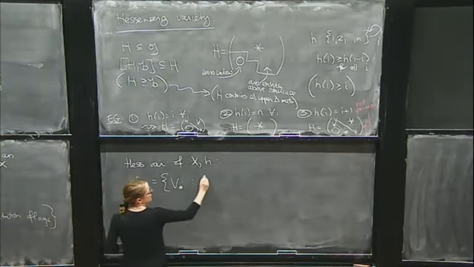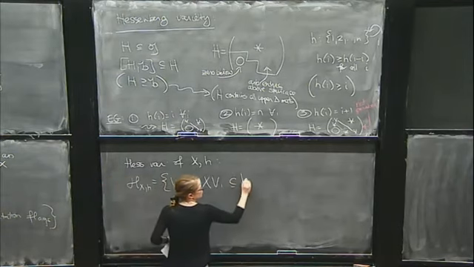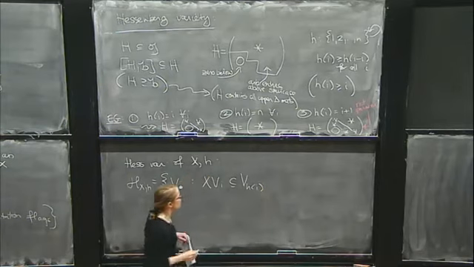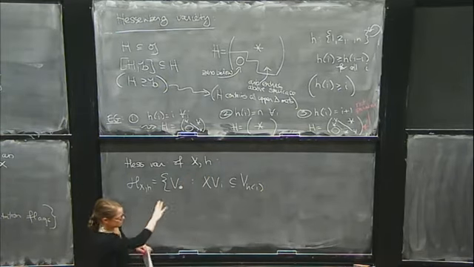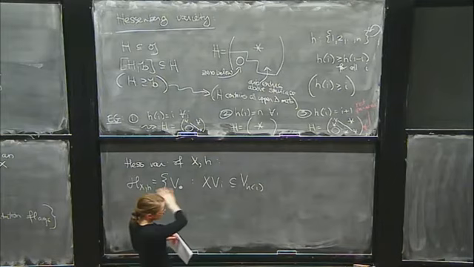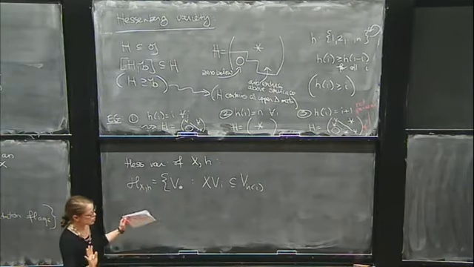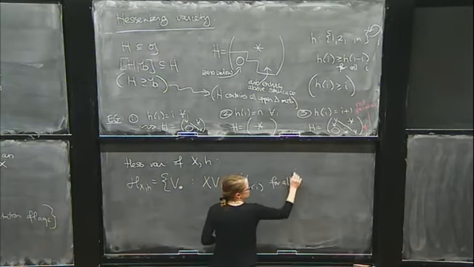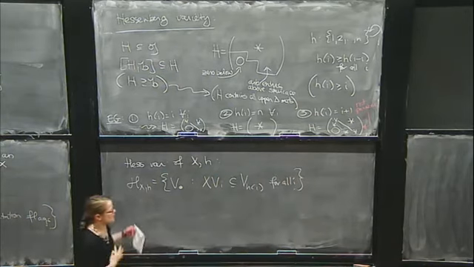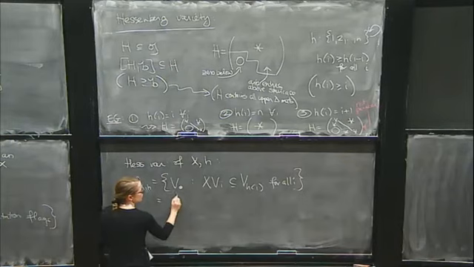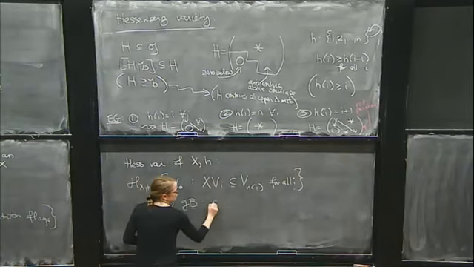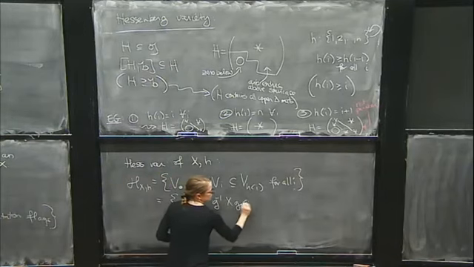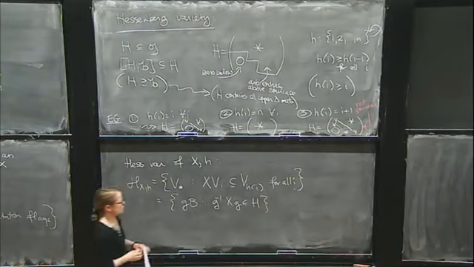So it's the set of flags such that x is allowed to move the ith part of the flag, but not too much. It's constrained by the function h. So it has to move the ith part of the flag into the h of i part of the flag, or equivalently over here.